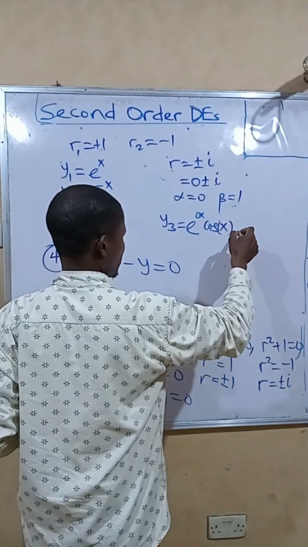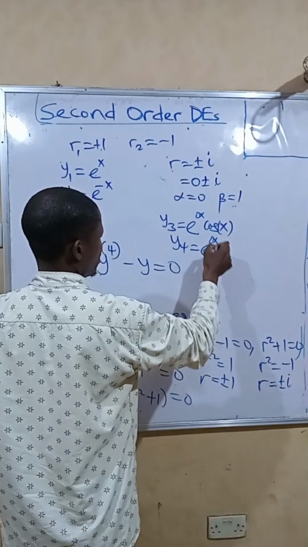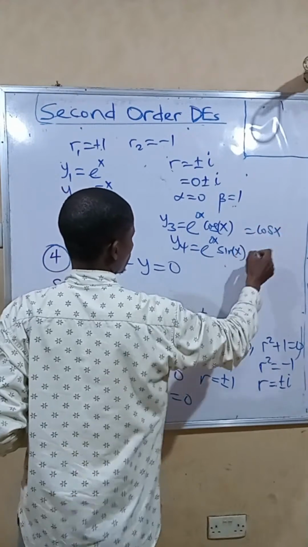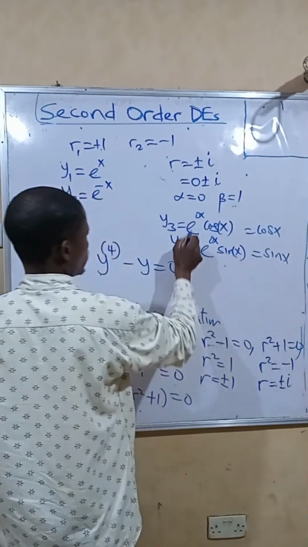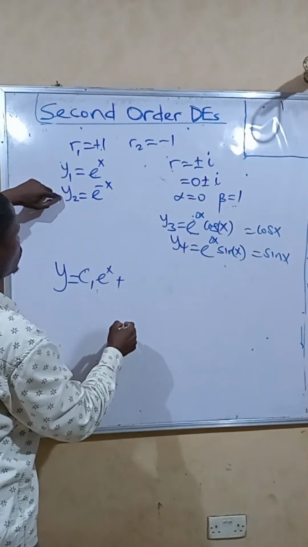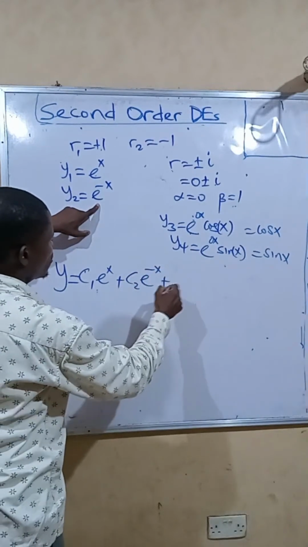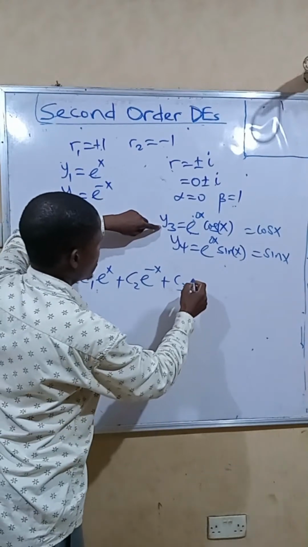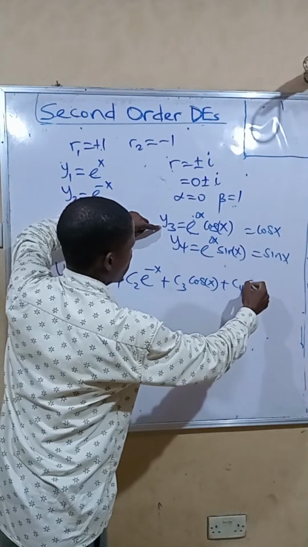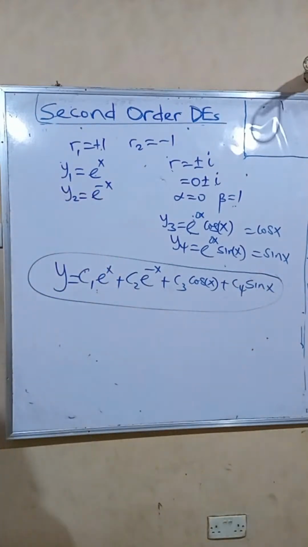And y4 will be equal to the same thing also. 0 times this and then sine x. So this one is cos x, this one is sine x, because anything to the power 0 times x is 1. Then y equals c1 y1 plus c2 y2 plus c3 y3, that's the cos x, plus c4 y4. So that's the general solution for the differential equation.